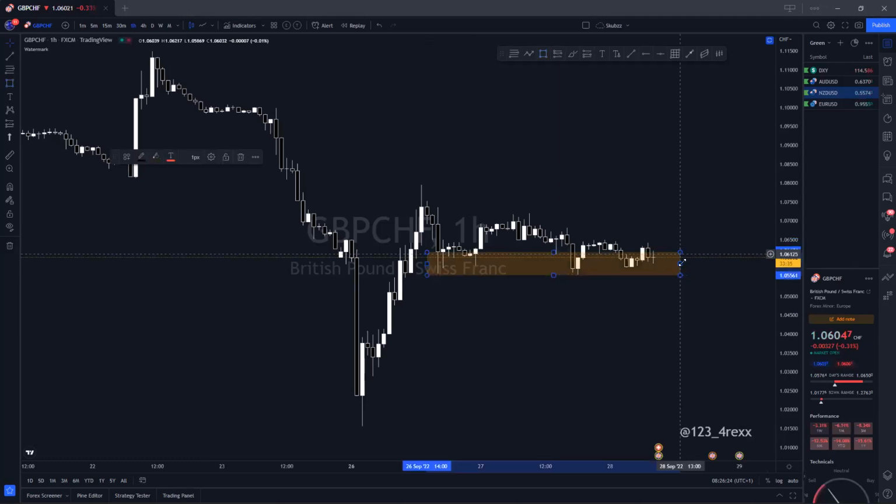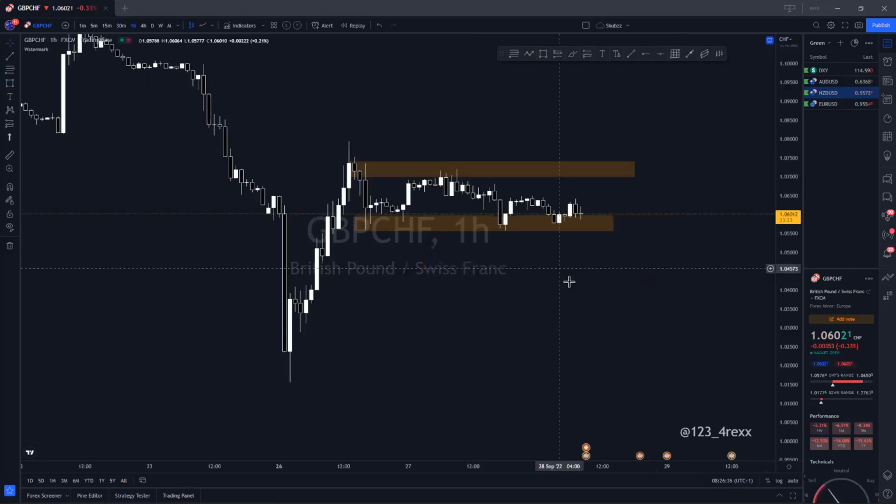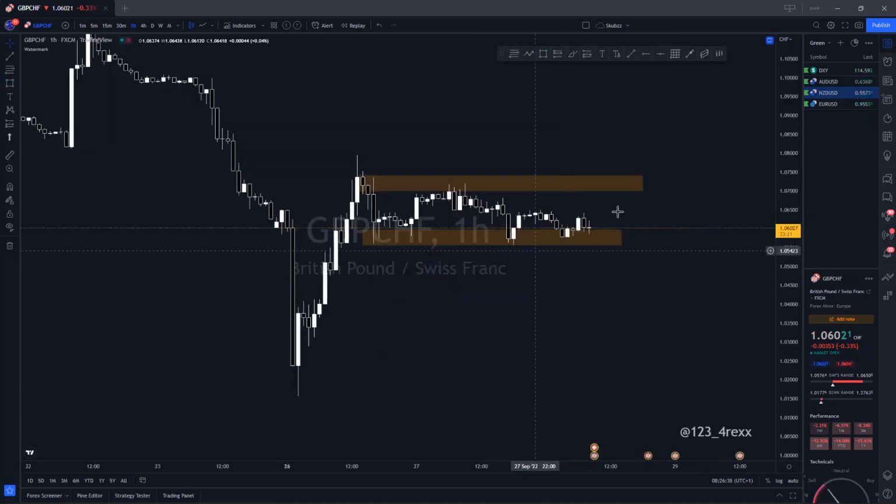GBP CHF is flat. So this is basically a range. Basically, GBP and CHF are currently moving in the same direction. That's why, I guess, it's very flat like this. Any other pair? Please, do we have any signal?